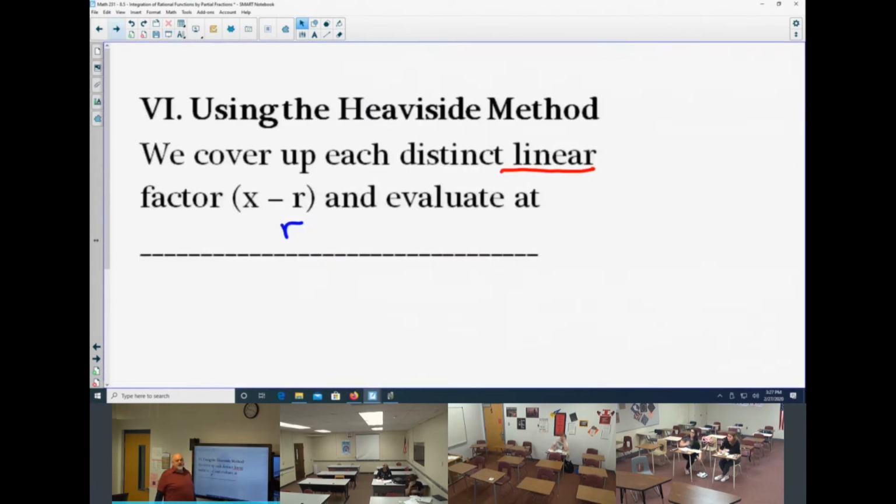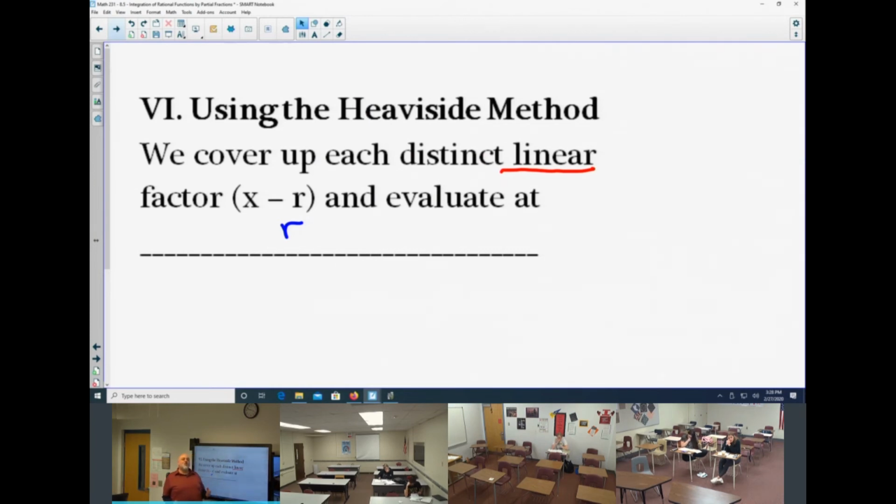Okay, now the next method is actually a nice shortcut. It's so good, I wish that I could only teach it this way, the whole section. But the problem is the shortcut, which is called the Heaviside method, or sometimes the cover-up method, only works for linear factors. The first 3 problems were linear, but once we started getting to the irreducible quadratics, this method doesn't work.